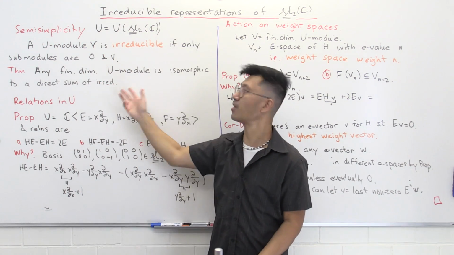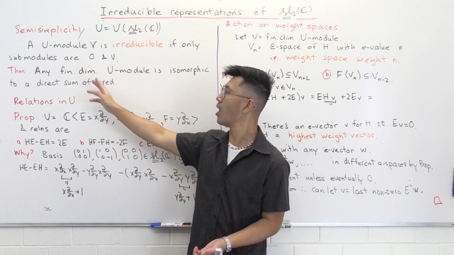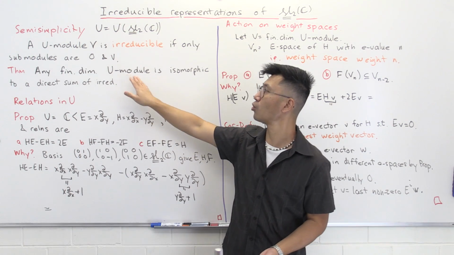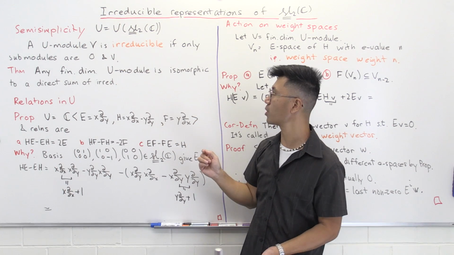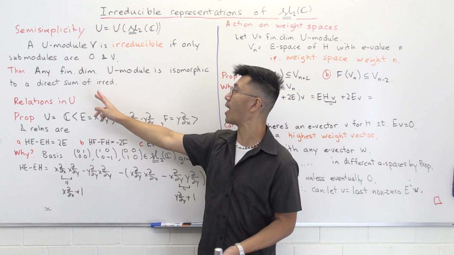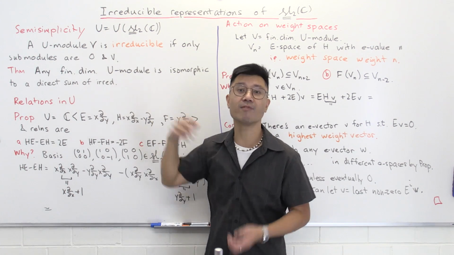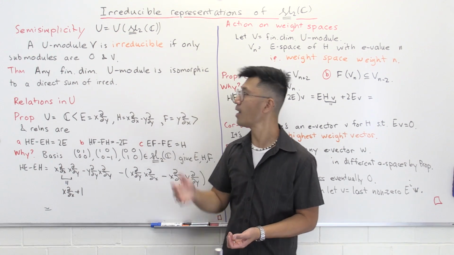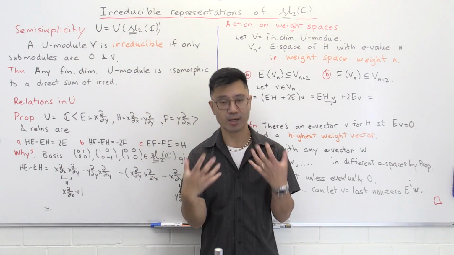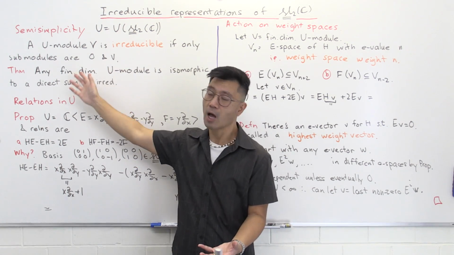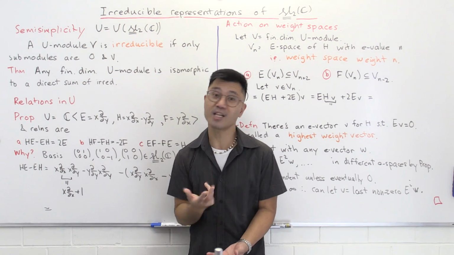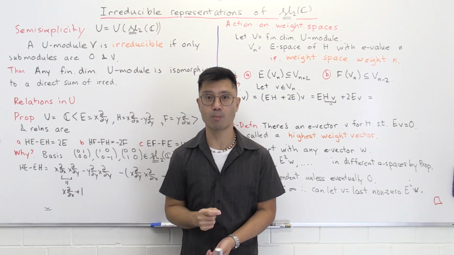Let me just state the theorem which gives you semi-stability. If you have any finite dimensional module over this universal enveloping algebra U, then it is isomorphic to a direct sum of irreducible ones. And since the direct sum procedure is quite a simple procedure, that means to understand any such module, you just need to understand the irreducible modules.